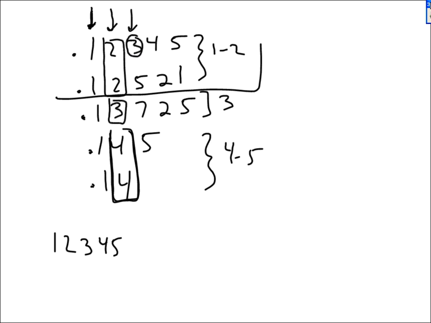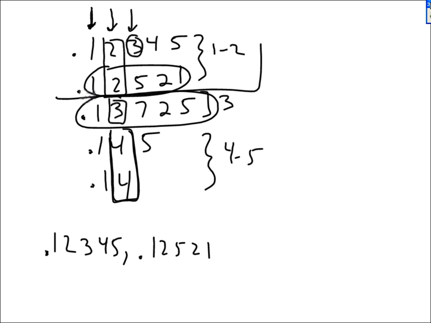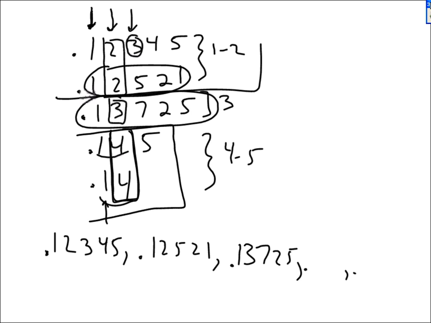So 0.12345, that's the smallest. And then 0.12521 is the next smallest. This one's all alone. It's bigger than the first two numbers that start with 0.12, and it's smaller than the last two numbers that start with 0.14. So the third number is 0.13725. Now, for the last two numbers, it's a tie here, they're both 1s. It's a tie here, they're both 4, and there's an understood 0 here. The tie is broken. The 0 is smaller than 5. So 0.14 is the next smallest number.